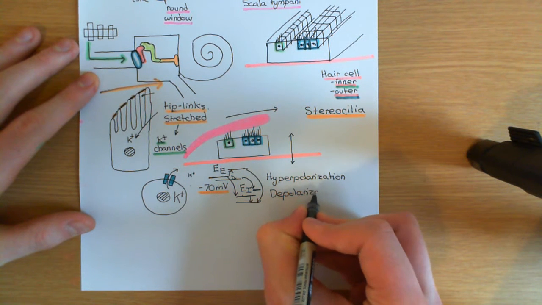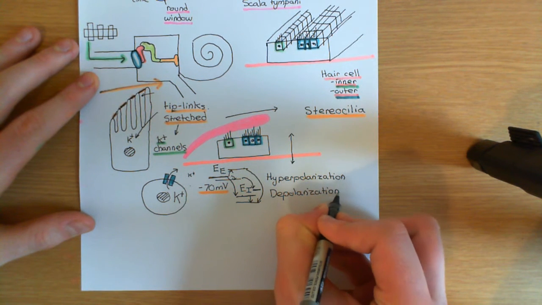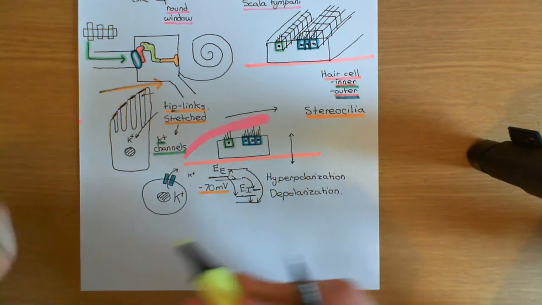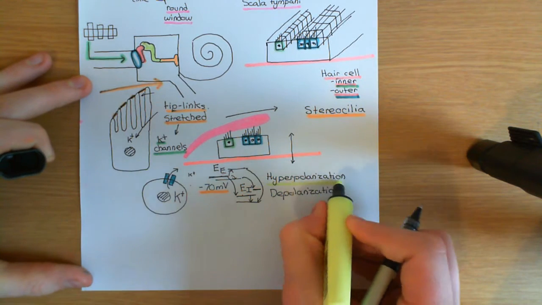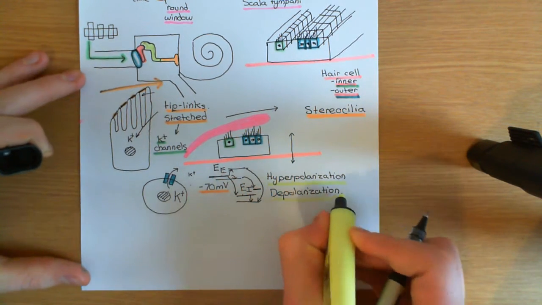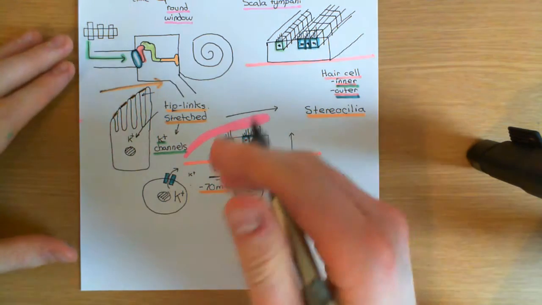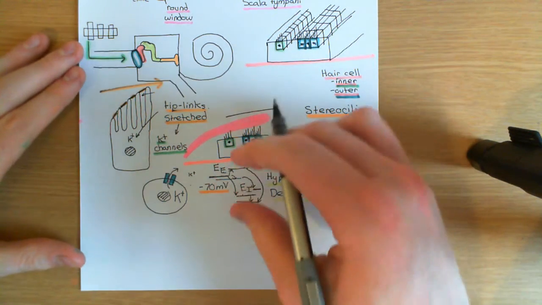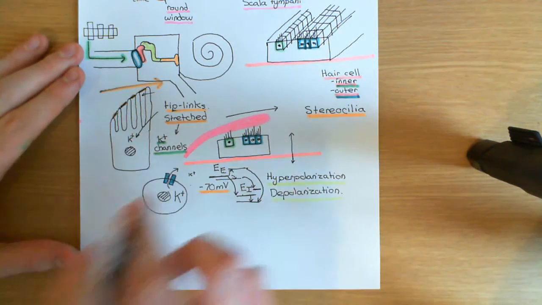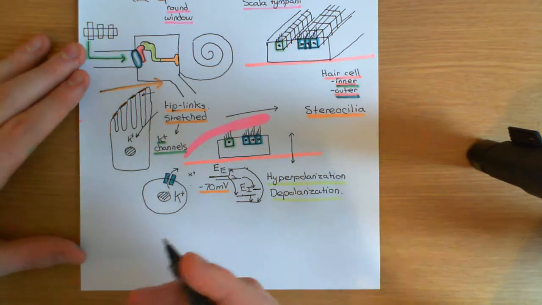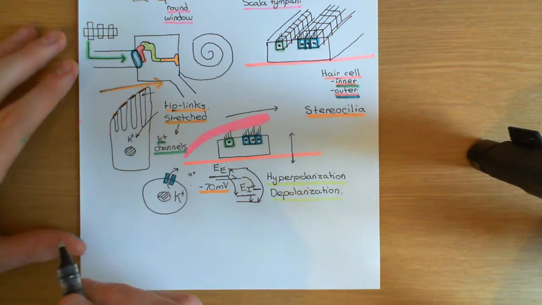Opening these potassium channels is going to depolarize the electrical potential difference across the cell membrane. So you get depolarization of the electrical potential difference across the cell membrane of the hair cells when the cochlear duct oscillates at that region where those hair cells are. And that's going to lead to release of neurotransmitter.